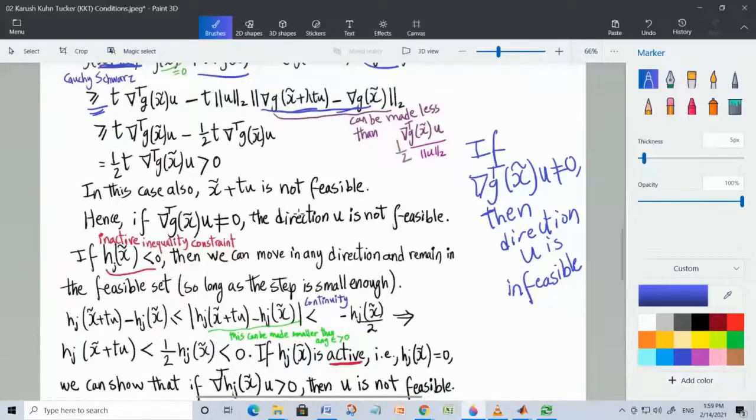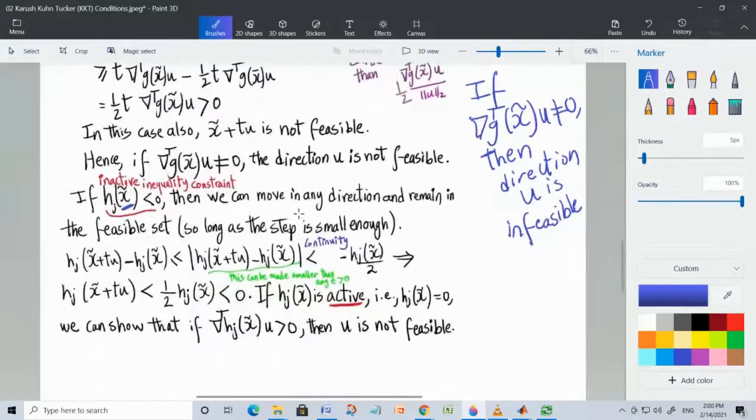Suppose that the function is strictly negative. So it means that the inequality constraint is satisfied with a strict inequality. In that case, starting from the point x tilde, you can move in any direction with a sufficiently small step and still remain in the region of feasibility. Okay, so why is this true?